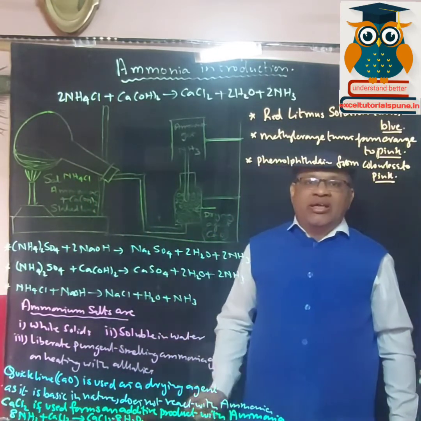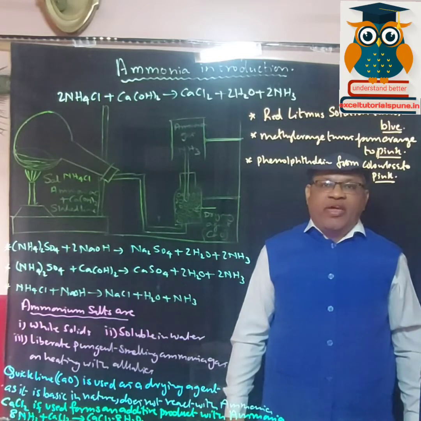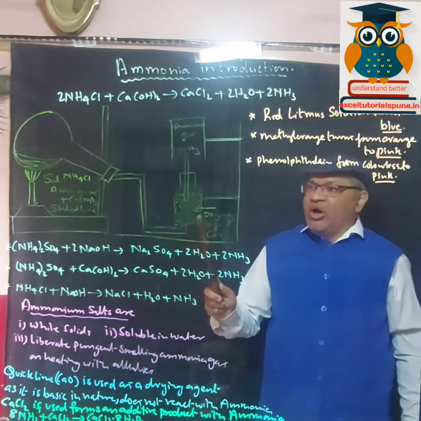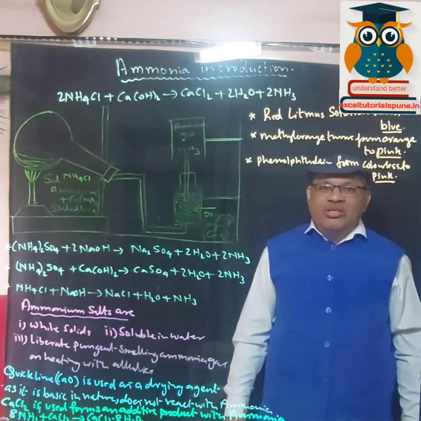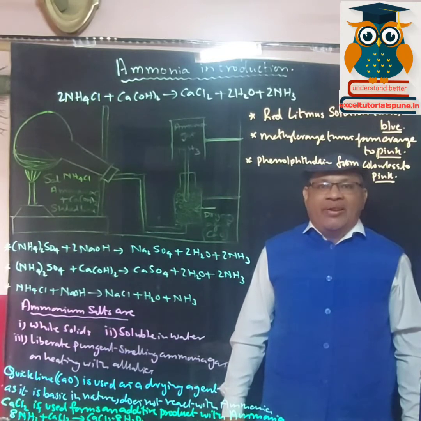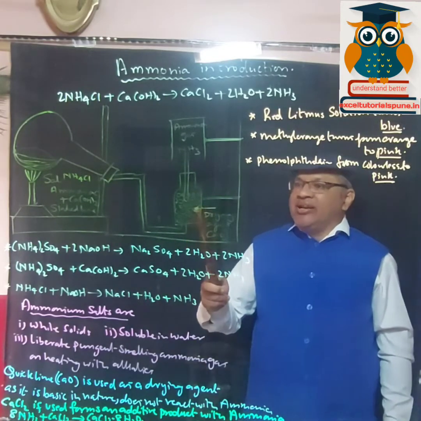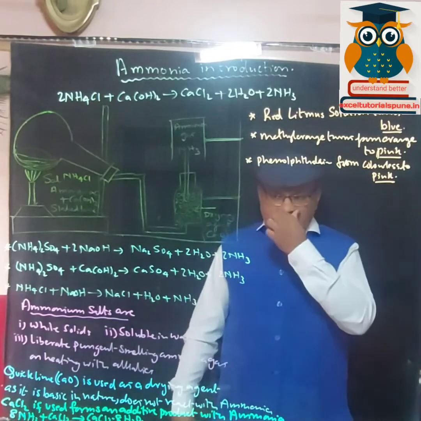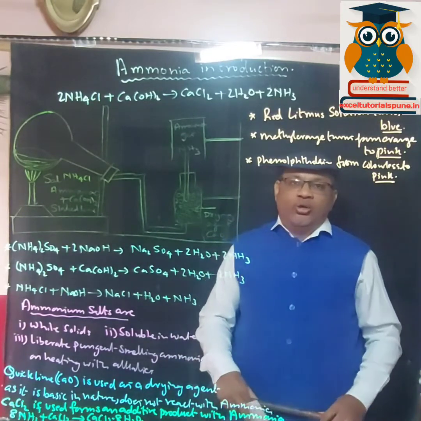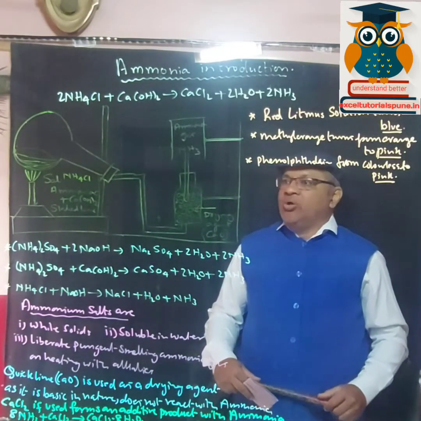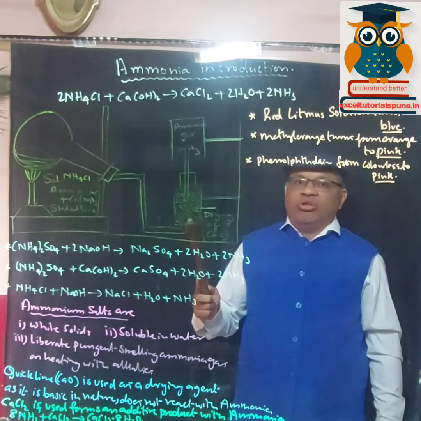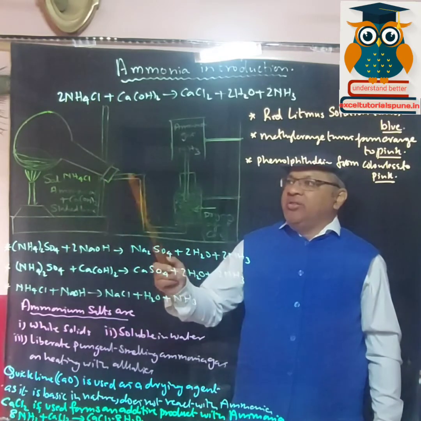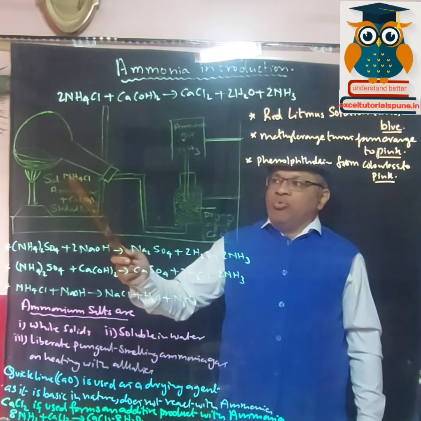Now ammonia is collected by downward displacement of air, unlike HCl, which is collected by upward displacement. Why is ammonia collected by downward displacement? Because it is lighter than air. Now this is the drying agent used. The drying agent used is calcium oxide or quicklime. Now this quicklime is used because it does not react with ammonia.